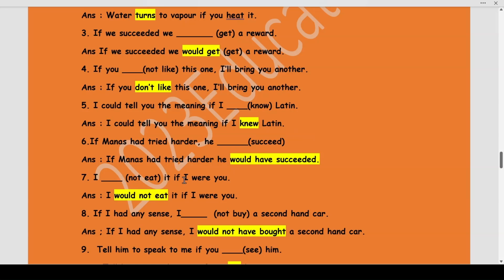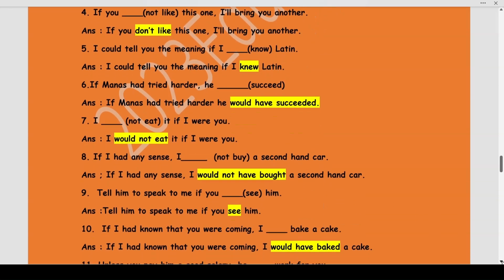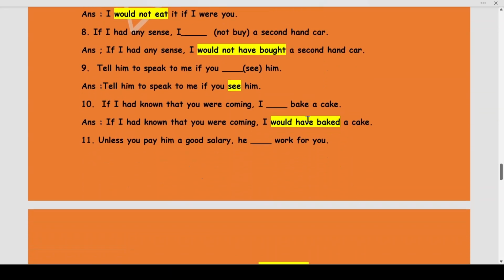I would not eat if I were you. Would is a modal verb. If I had any sense, I would not buy a second-hand car. If I had any sense, I would not have bought. Buy becomes bought and it is preceded by would not have bought a second-hand car.